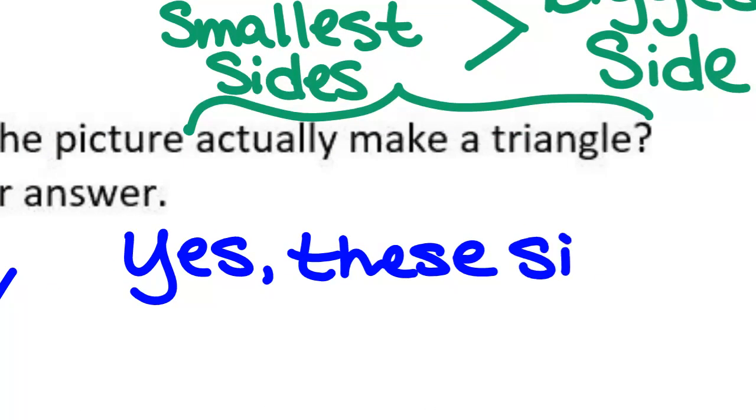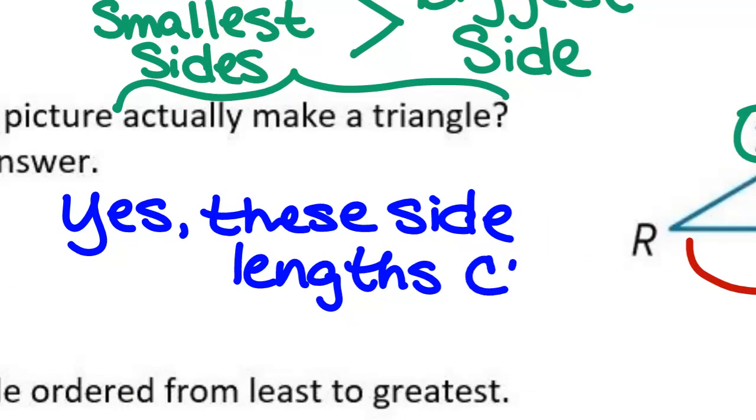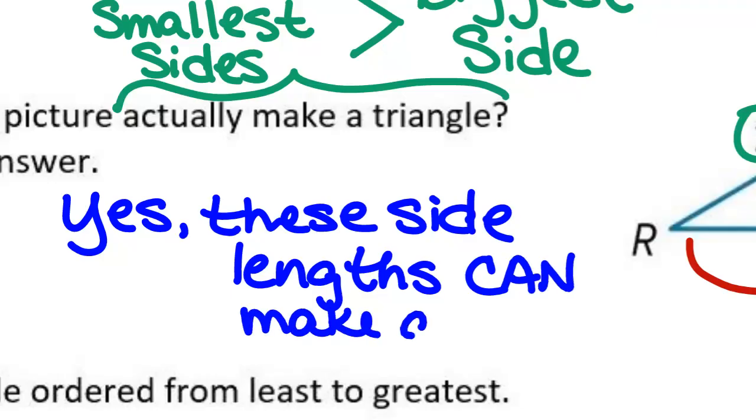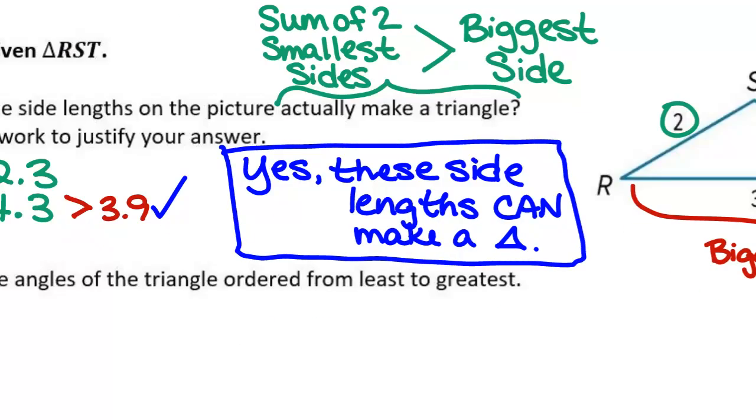These side lengths can make a triangle. You just add the two smallest ones together. If that gives you a bigger number than the third side, then it can make a triangle. If it doesn't give you a number that's bigger than the third side, then it can't make a triangle.